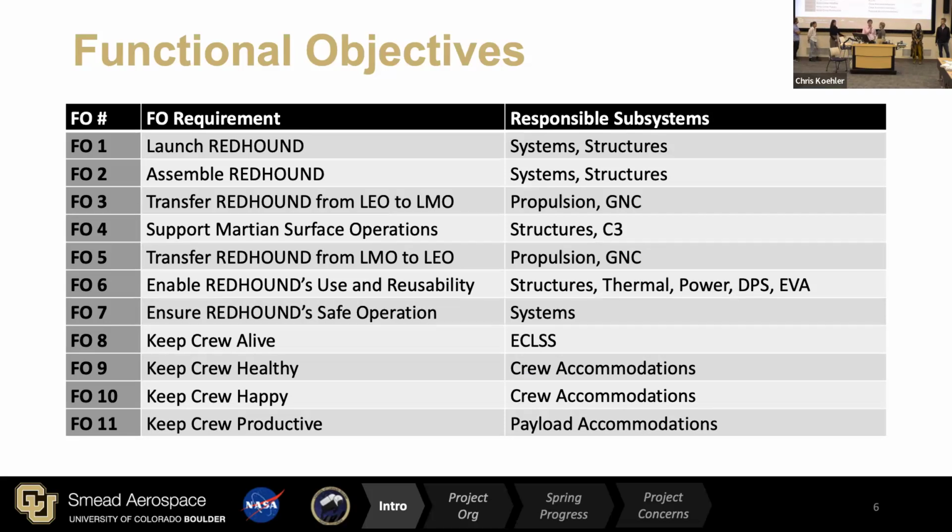I'm Sebastian. I'm the systems engineer. So I'll go over quickly our requirements that we've been following. Our big functional requirements we've developed are to launch Red Hound into low Earth orbit. From there, we're going to assemble Red Hound. We'll then transfer Red Hound from low Earth orbit to low Martian orbit. We'll then be supporting Martian operations while at the low Martian orbit. We'll then transfer Red Hound back from low Martian orbit to low Earth orbit. During the entire time, we're going to enable Red Hound's use and reusability and ensure its safe operation. And then we're going to make sure that we keep the crew alive, healthy, happy, and productive. And I'll now pass it to Alicia.